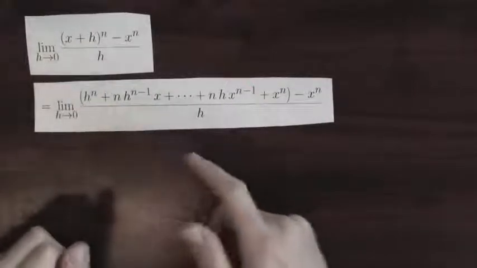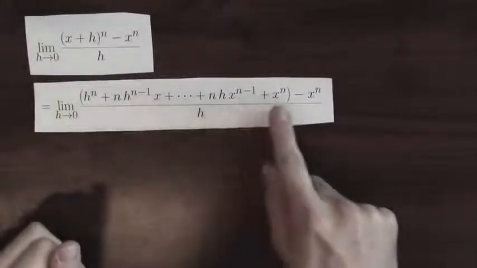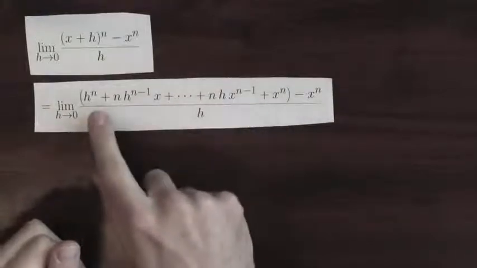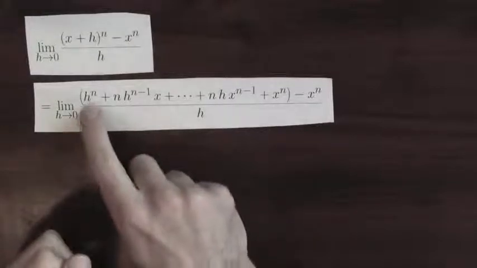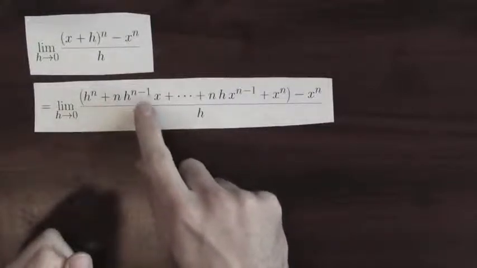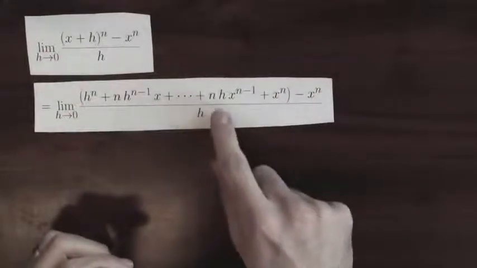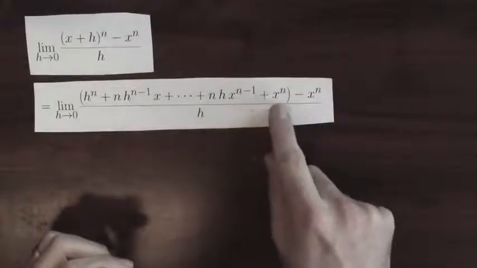Right? To expand out (x plus h) to the n, I don't know exactly what n is. n's just some positive whole number, so I can't write down exactly what it is, but I can write down enough of it to get a sense of what's going on in this story. h to the n plus n h to the n minus 1 times x plus, and hidden in these dot dot dot is all kinds of other terms that have h's in them, plus n h x to the n minus 1 plus x to the n minus x to the n, all over h.